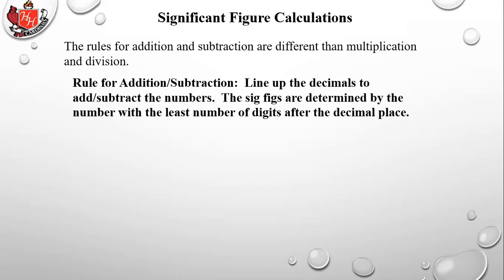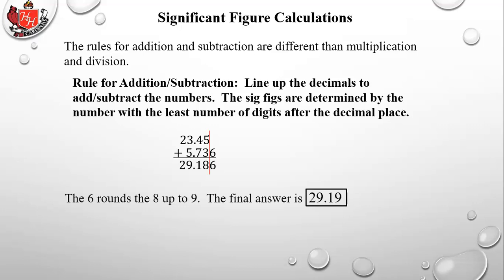So again, let's just get into an example. So you're going to add these 2 numbers together. So the number with the least number of digits after the decimal is the 23.45. So you just draw a line right beside that. Now you add the numbers, and you get 29.186. The only significant figures are the 4 to the left, 2, 9, 1, 8. Those are the 4 significant figures. However, the 6 is going to be your rounding digit, and it's going to round that 8 up to a 9. So 6 rounds the 8 up to a 9. The final answer is 29.19.